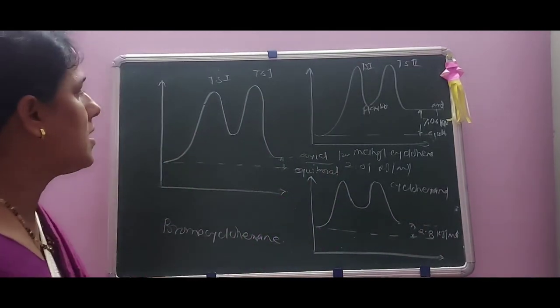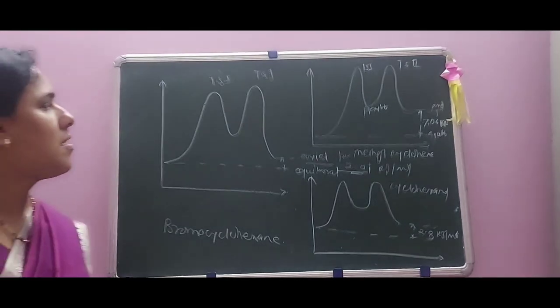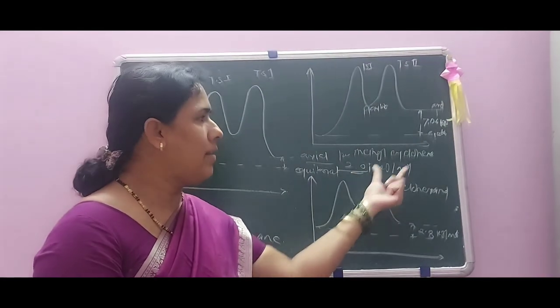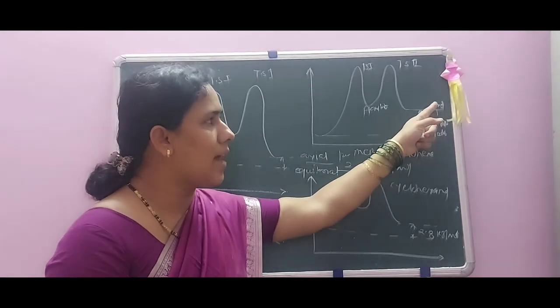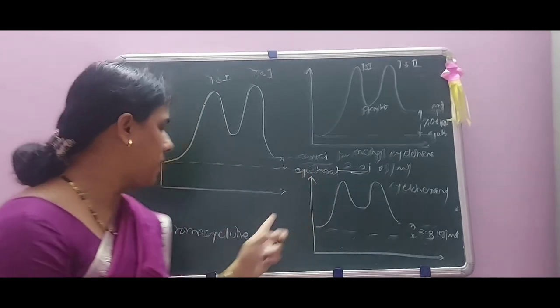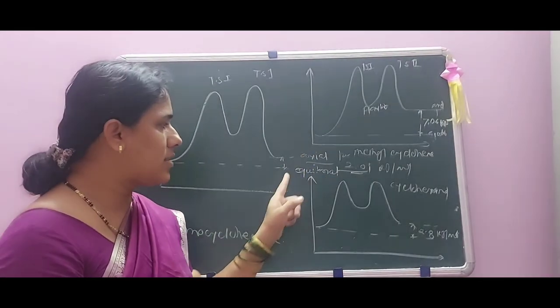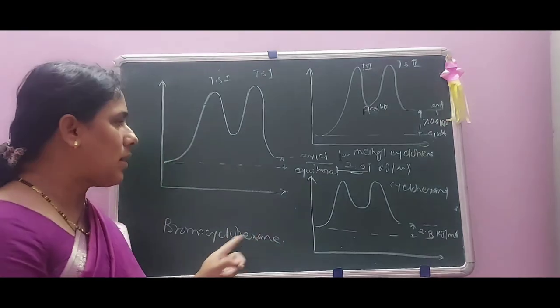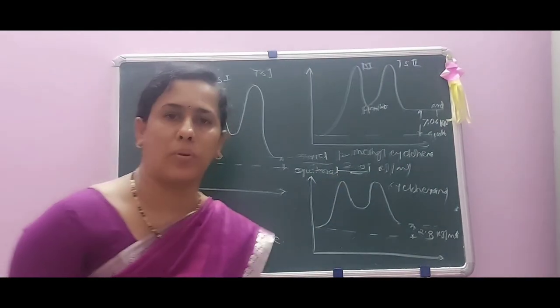And in bromocyclohexane, what is the difference? That is 2.01. Thus, by simple mistakes, I have written here chair and boat, but it should be the axial and equatorial forms of the respective cyclohexane. That is, this is axial bromocyclohexane, equatorial bromocyclohexane, and so on. Okay, thank you.